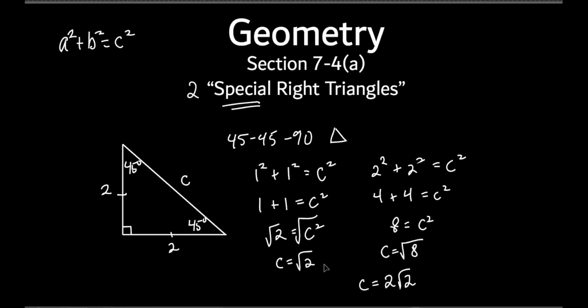Okay? So look at what C is now. C now is 2 times the square root of 2. What was it when the sides were 1? It was 1 times the square root of 2. When the sides are 2, what's the hypotenuse going to be? 2 times the square root of 2. Take a wild guess. What if the sides were 3? If that's 3 and that's 3, what do you think C is going to be? It's going to be 3 times the square root of 2.